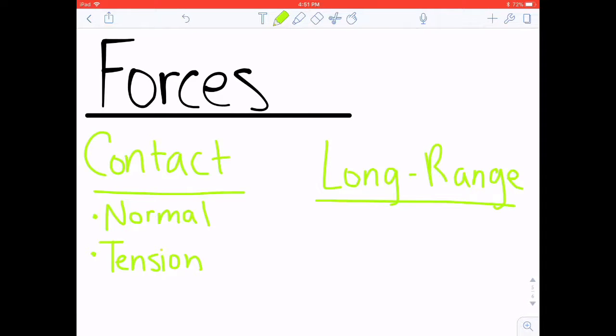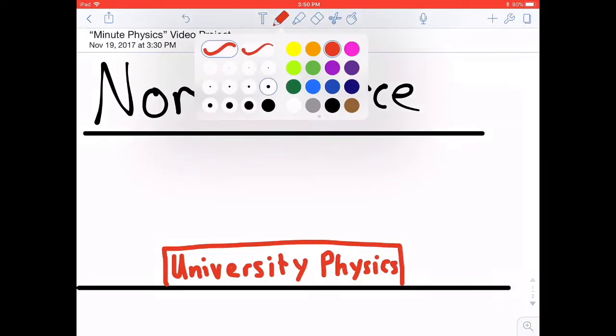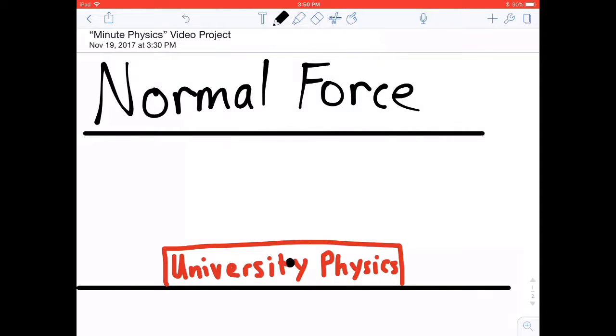Today we'll be talking about two types of forces: contact, such as normal, tension, or friction, and long range, such as gravity or weight. When an object is placed on a surface, the surface exerts a force on the object, such as when you put a book on a table. The direction of the normal force is always perpendicular to the surface.